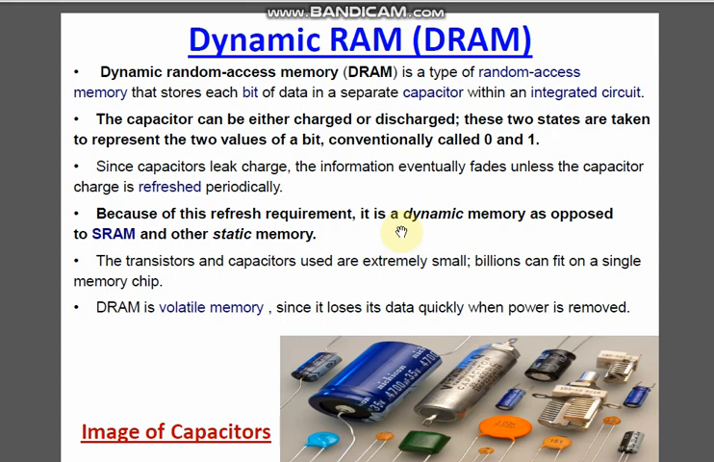It is dynamic because at one point of time there may be charge there and it is holding some information. At another point of time there is no charge, it is not holding any information, and again when it is refreshed it gets charged. So it is happening dynamically; whatever keeps on changing is known as dynamic. Transistors and capacitors used are extremely small, and billions can fit on a single memory chip. DRAM is volatile memory since it loses its data quickly when power is removed. So this is about DRAM.